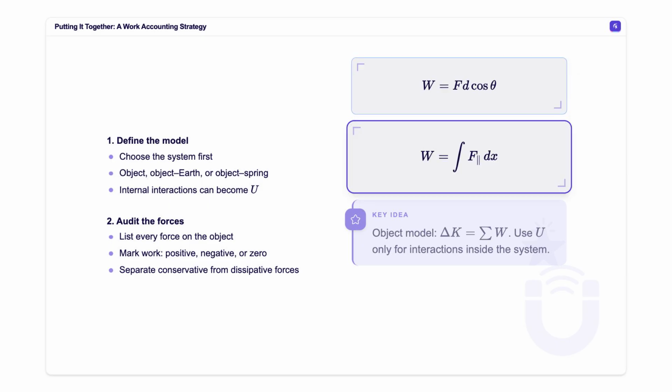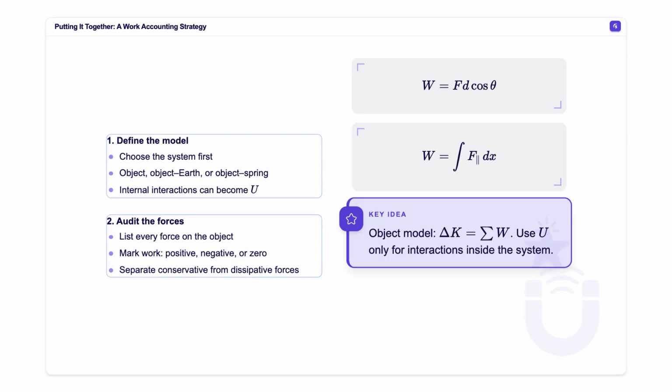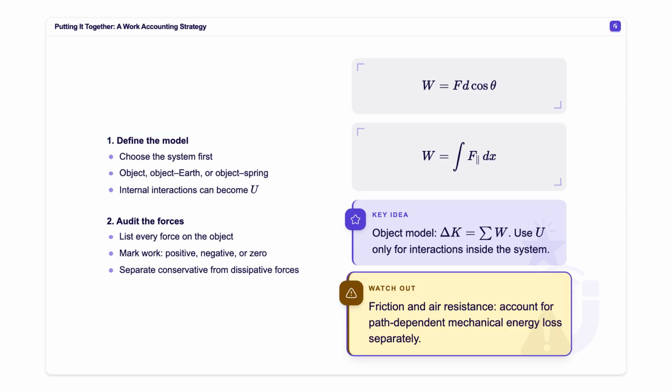For a variable force, use the integral of the parallel force with respect to position. In words, you add up tiny pieces of work as the force changes along the path. If you are using the object model, the change in kinetic energy equals the sum of all the work done on the object. Use potential energy only for conservative interactions included inside the system, not for forces you already counted as external work. Finally, handle friction and air resistance carefully. They are path-dependent dissipative forces, so account for the mechanical energy loss separately.